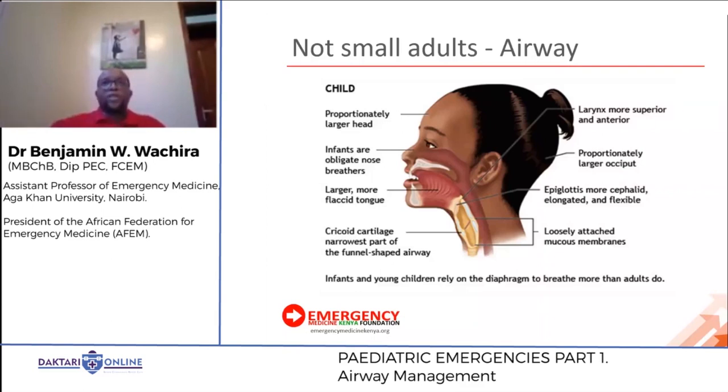So in most situations, when you're handling a child, you have to make provisions for the large occiput, maybe by putting a few folds of bed sheets or blankets behind their shoulders, just to get their back off the bed a bit to accommodate the large occiput that they have.